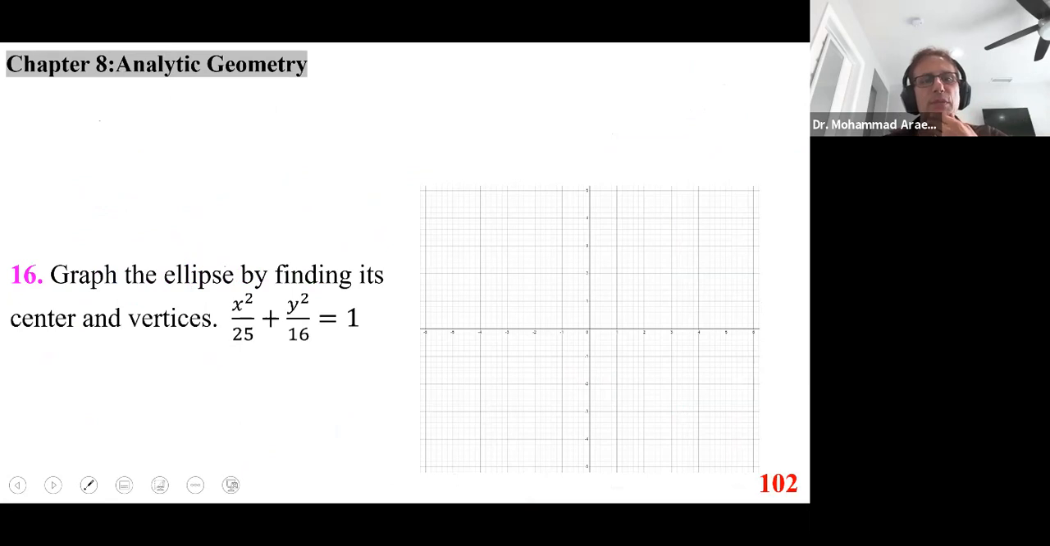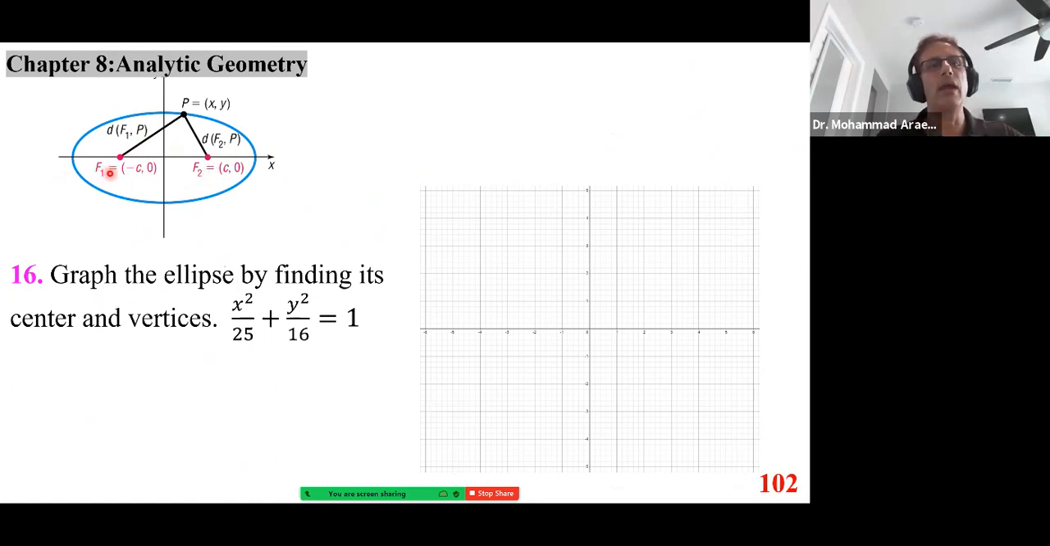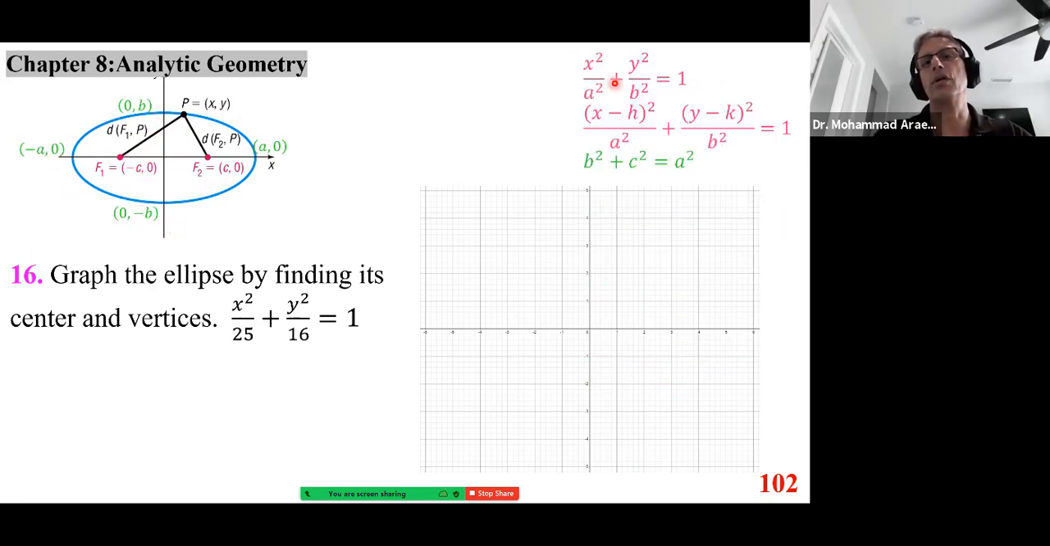We want to graph the ellipse by finding its center and vertices. So here's the definition of an ellipse: it's a set of points whose sum of distances from 2 fixed points, called foci, focus 1 and focus 2, is fixed. And so PF1 plus PF2 is fixed. This is (a, 0), this is (-a, 0), (0, -b), (0, b). If the center is at (0, 0), we have the following equation: x squared over a squared plus y squared over b squared equals 1.